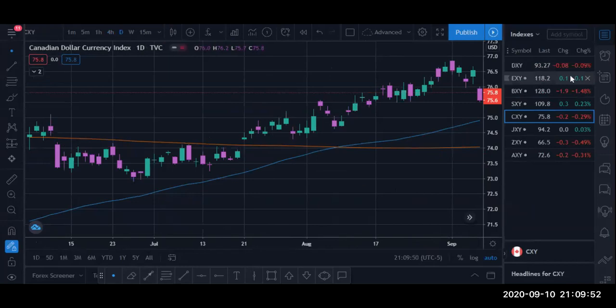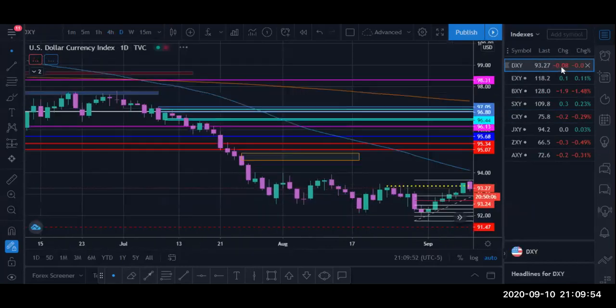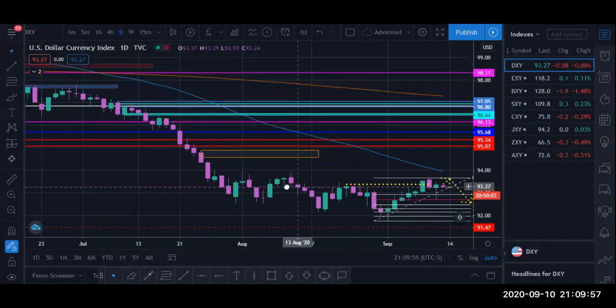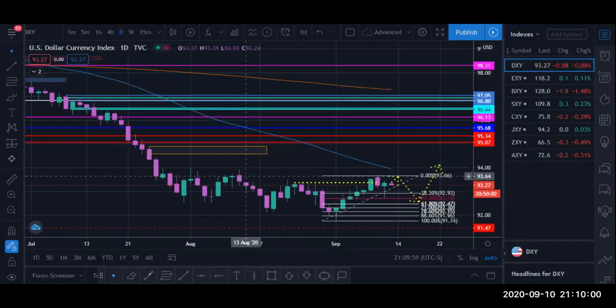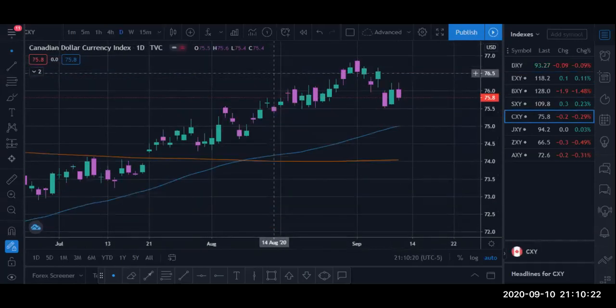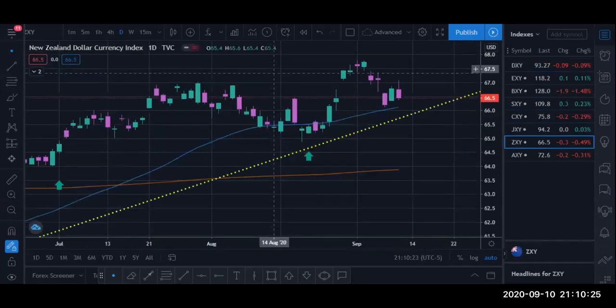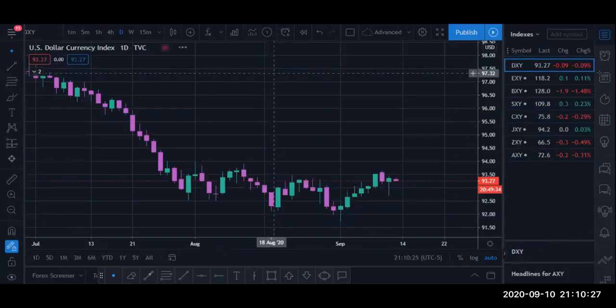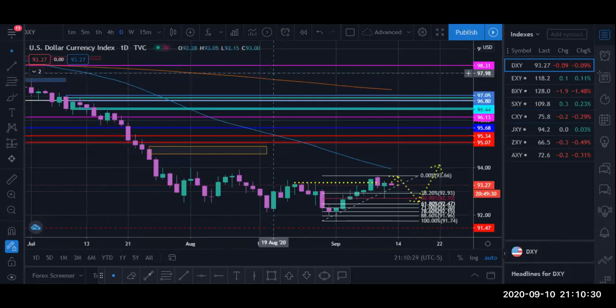Okay. So I'm saying we have different indexes and they all represent different strengths for the currencies that we trade. So we got the dollar, and then we got the euro, then we got the pound, the Swiss, Canadian dollar, the yen, the ZXY, that's the New Zealand dollar, and AXY. So pretty much you can treat these the same way we treat forex pairs.